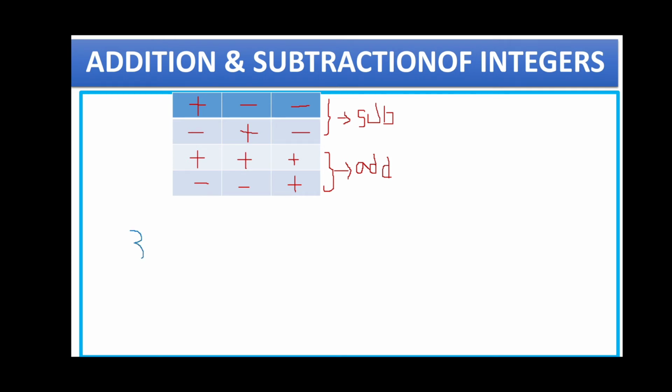Let us take the integer 3. If you observe, there is no sign before the integer 3, which means it has the sign plus. Take 3 minus 10. One is positive, the other is negative. 3 has the sign positive and 10 has the sign negative. One plus and one minus. If you observe, the integers have different signs.